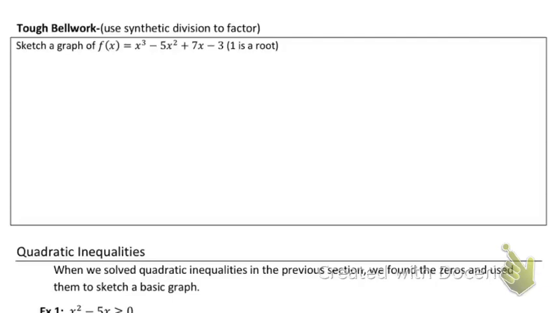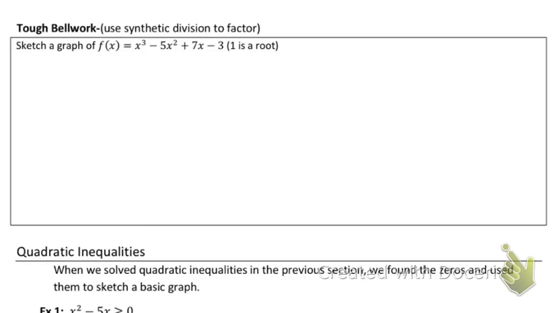So it says 1 is a root. First of all, it's odd, right? It's an odd function. So A, B, C, or D, which two can I narrow it down to right off the bat? Yeah, A and B. I can narrow it down to A and B, which is 50-50.